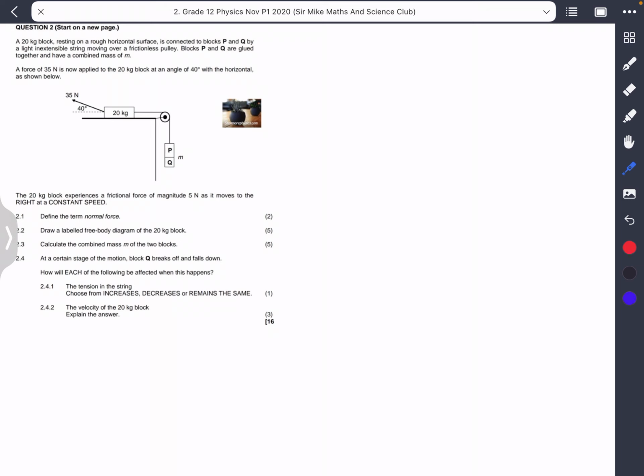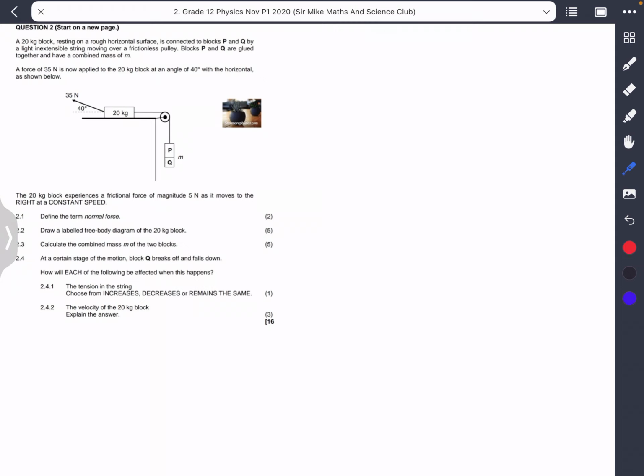For 2.2, they say draw a labeled free body diagram for the 20 kg block. Whenever they ask you to draw a free body diagram, if there is a need for you to resolve components, do not give them the one that has components, but rather give the one that does not have components. In this case, you just put the forces in whatever direction they're in.